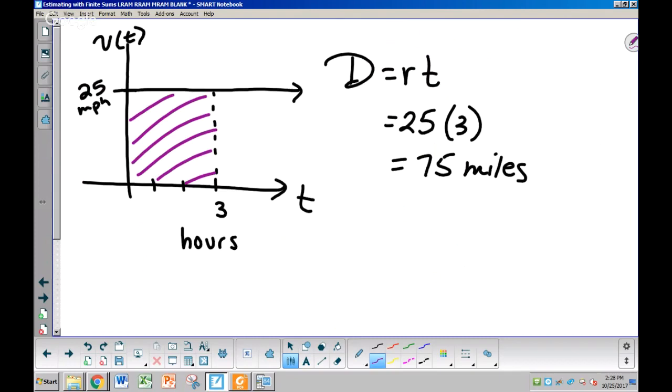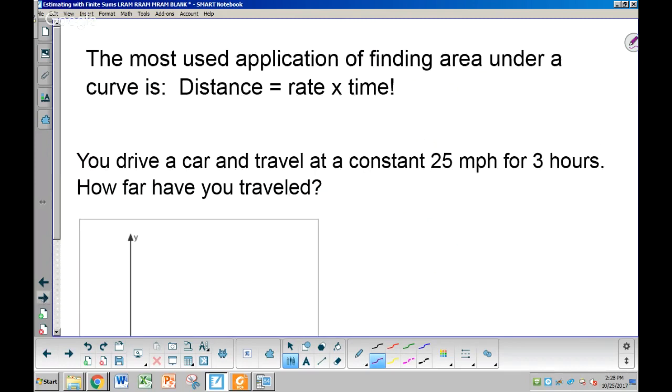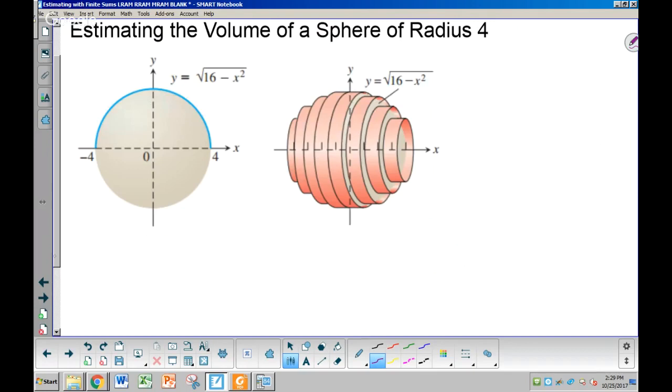All right, so we're going to do this one really quickly. I'm just going to set it up. Now, we're going to estimate the volume of the sphere.